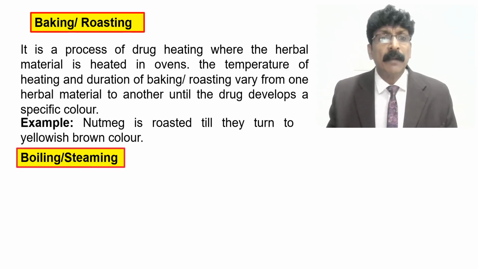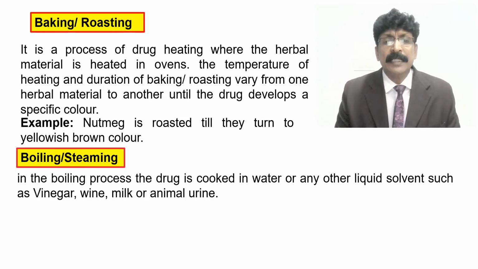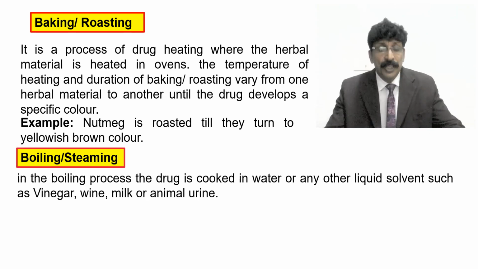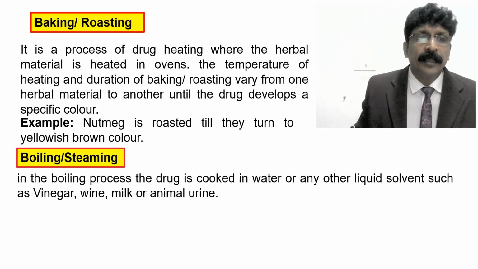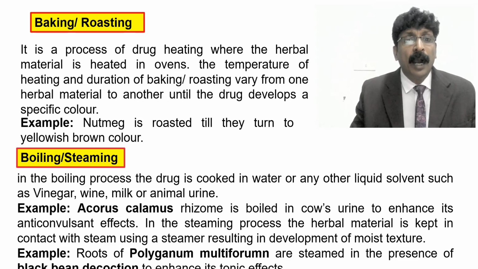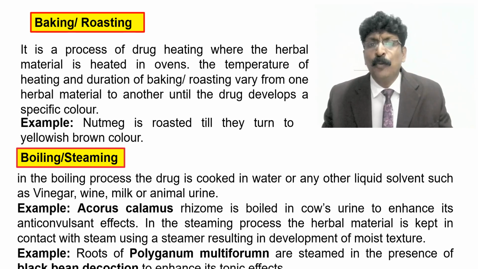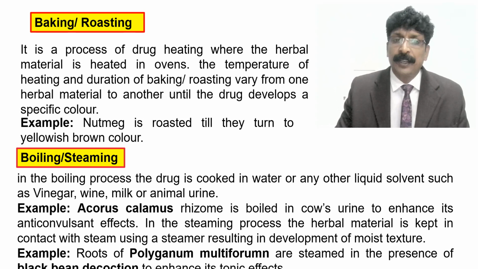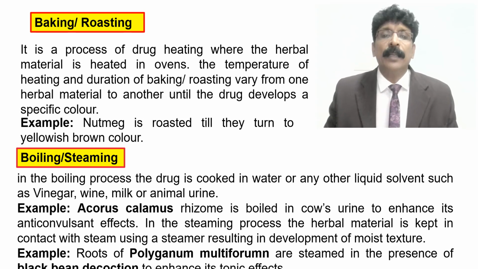Boiling or steaming is the next process. In the boiling process, the drug is cooked in water or another liquid solvent such as vinegar, wine, milk, and animal urine. They even use cow urine. For example, Acorus calamus rhizome is boiled in cow's urine to enhance its anti-convulsion effect. It has an anti-convulsion effect which can be enhanced when it is boiled with cow urine.